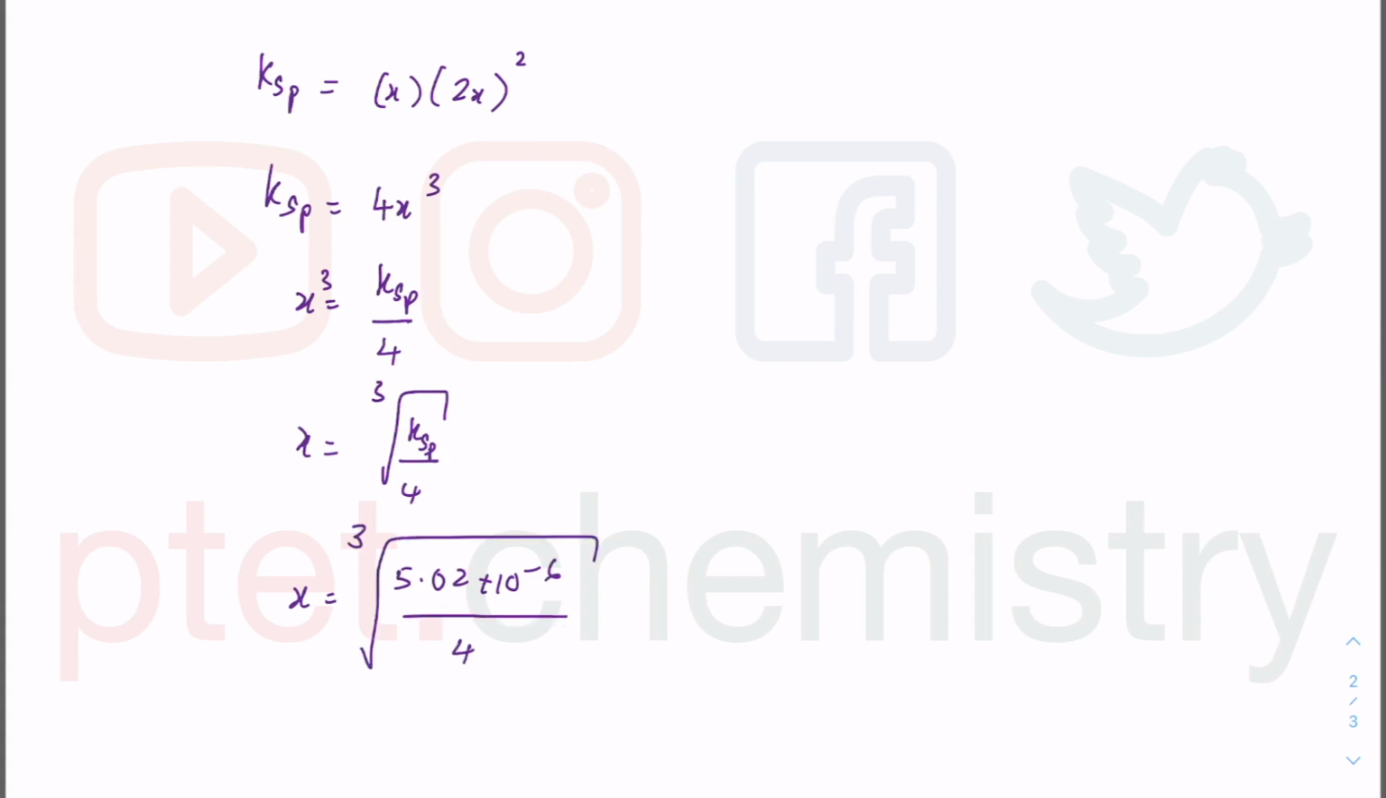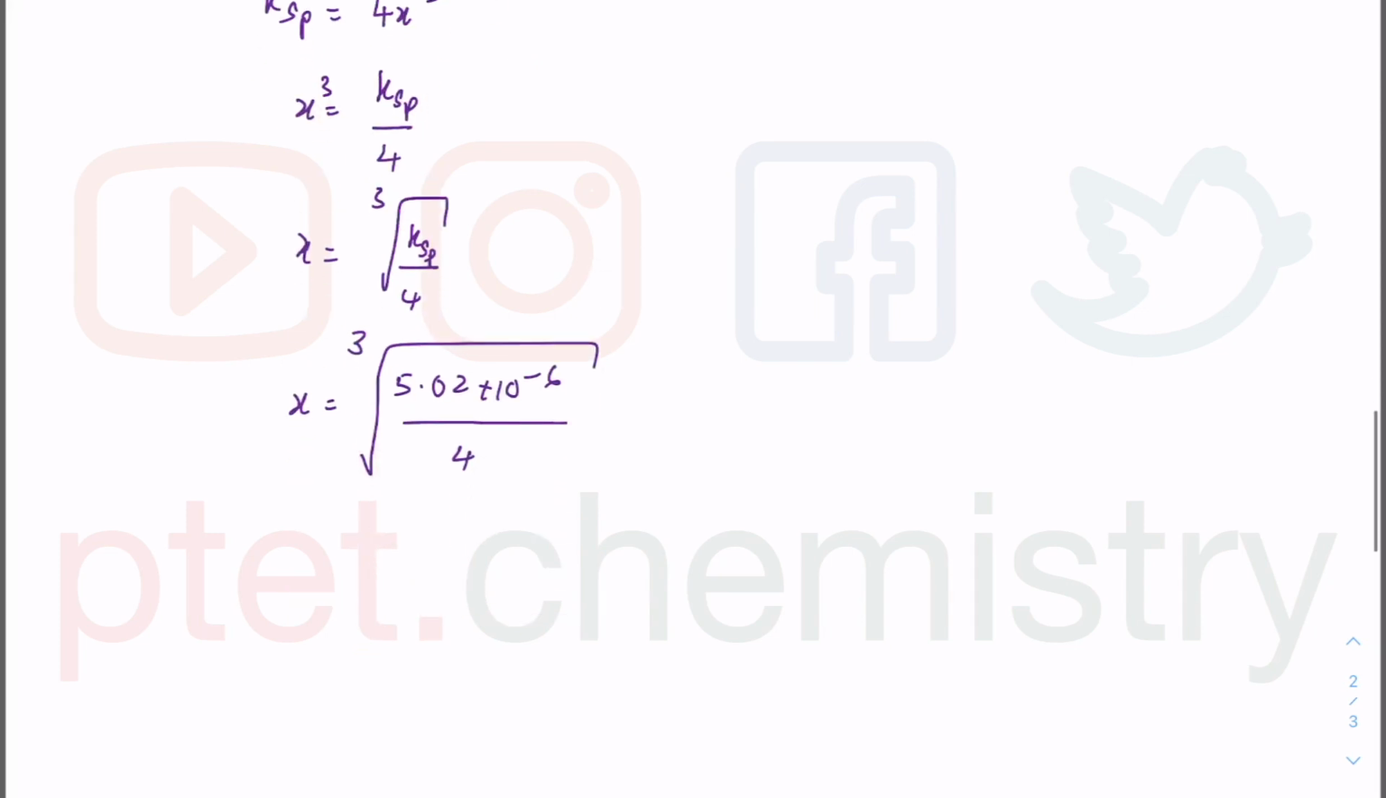So press on your calculator. Divided by 4, I get 1.255 times 10 to the power of minus 6. Don't forget to cube root that thing. And I would have gotten 0.0107865. I don't need that many significant figures, looking at the data they have given us for Ksp.